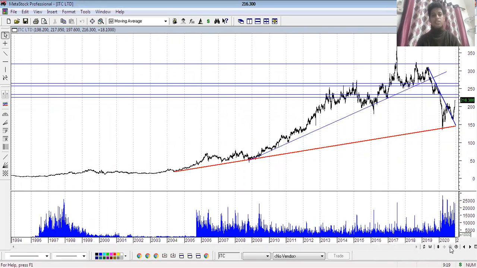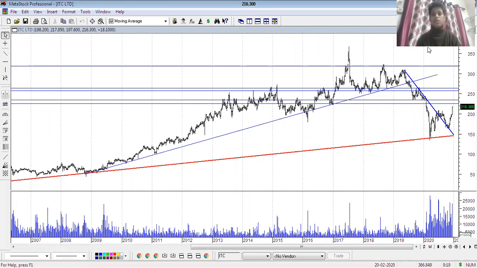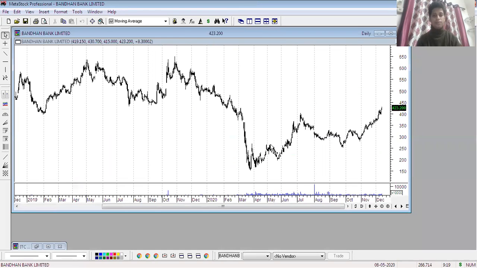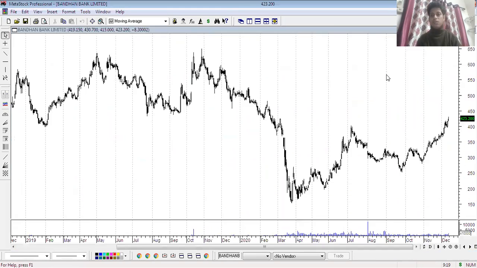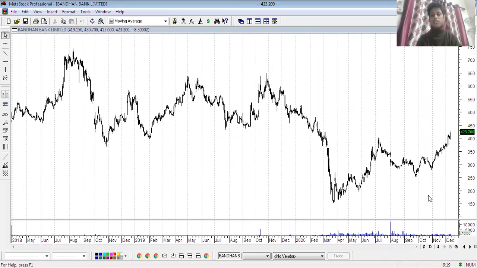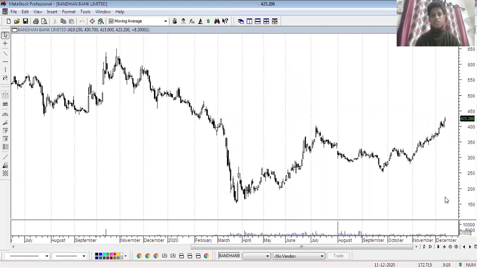Anyway, this is the ITC stock I showed to all of you, and then another stock. I selected these two stocks for you. This is the Bandhan Bank stock, and you see, after a prolonged fall, this is the daily chart of that.